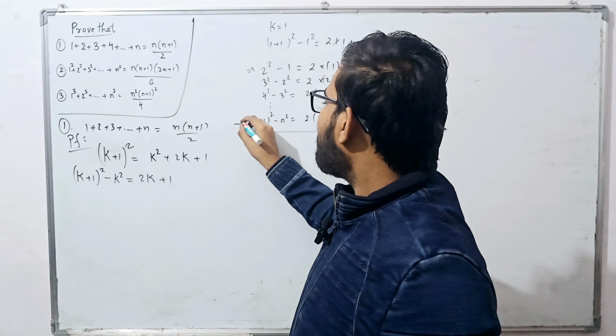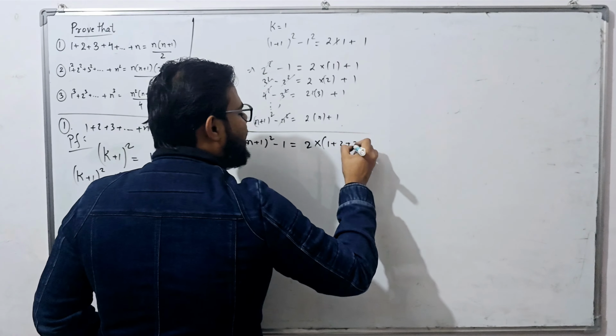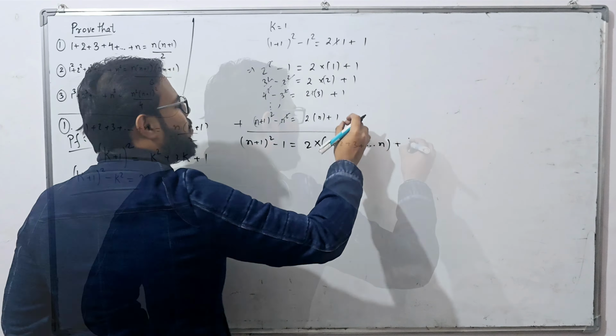Now add all this. This and this get cancelled, this and this get cancelled, and n square will also get cancelled. So we are left with this and this expression. Such a series is called a telescopic series. So basically we are going to get n plus 1 whole square minus 1 is equal to 2 times 1 plus 2 plus 3 and so on till n, since there are n terms. You put from k is equal to 1 to k is equal to n, so you have n terms.